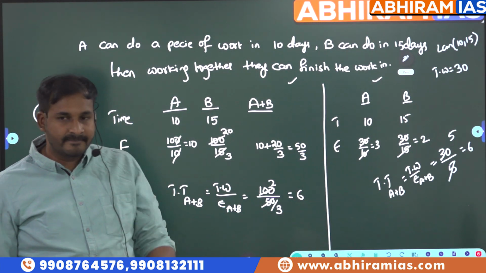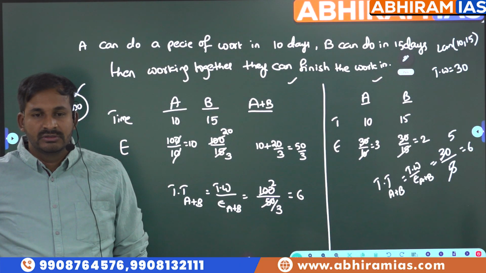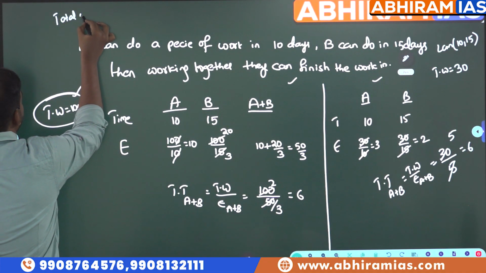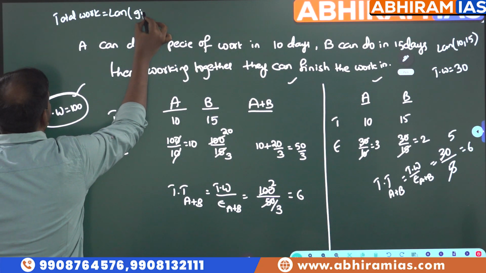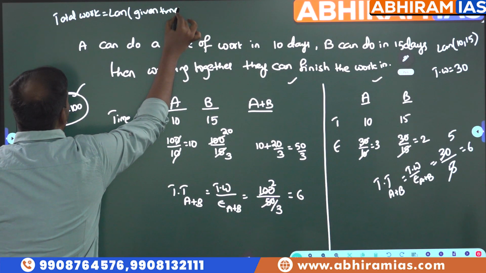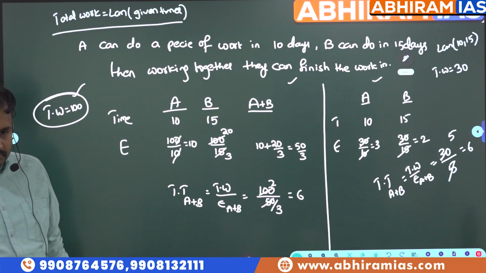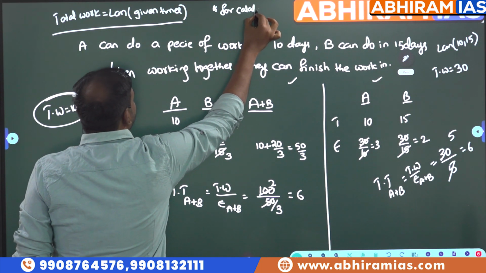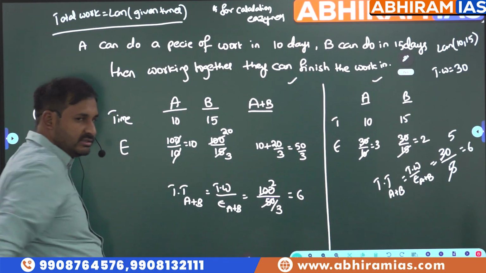Okay, write down there. Next point, write down, students. Total work is equal to LCM of given times. If you want, you can write a star mark and note: for calculation easiness. Nothing more than that.